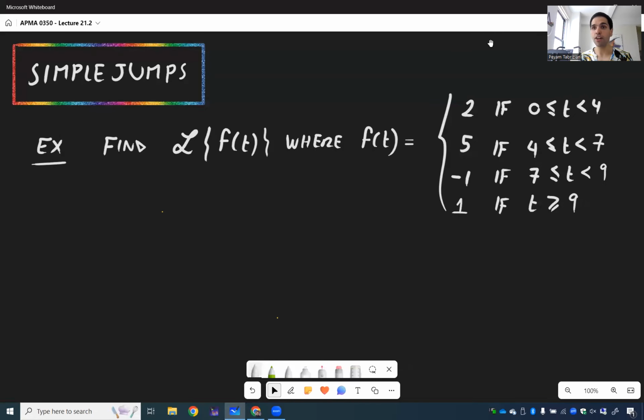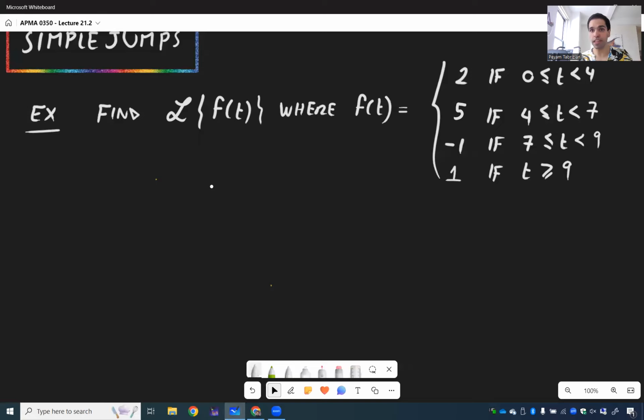Using the Heaviside function, we can now describe functions with jumps. And in particular, let's find the Laplace transform of f, where f is the following monster. And in this case, let's first illustrate this with a picture.